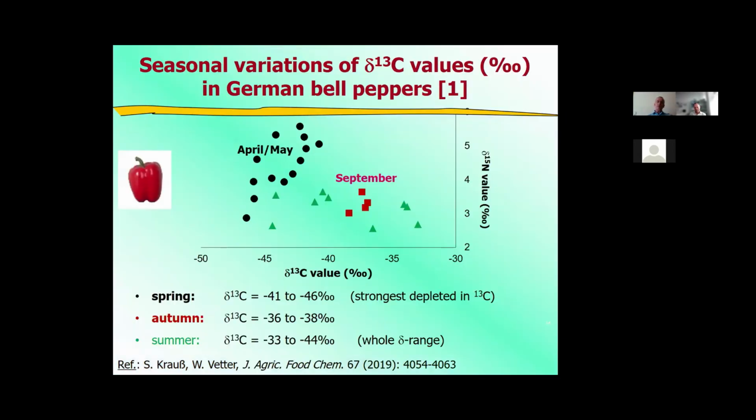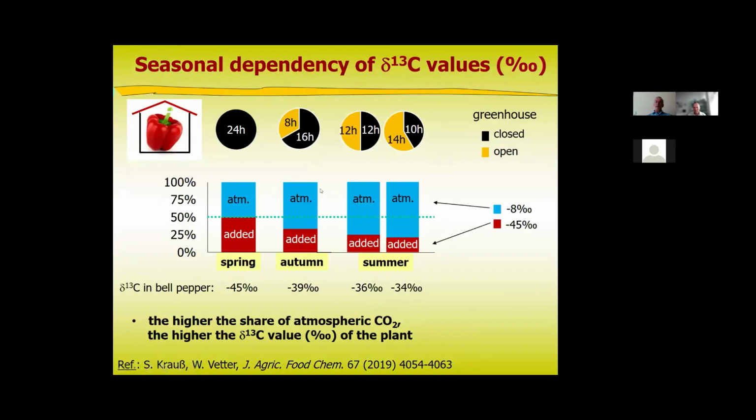Now let's look a little bit more on that. If you look at the variations, we have seasonal variations. So we have here the summer, where we have a wide range. We have the autumn, where it was comparably rich in intensity, and spring, where it was light in carbon. So how can we explain that? And this is the third point. We have a dependency on the season, and we can explain that by what I told you at the beginning, when the greenhouse is opened or closed.